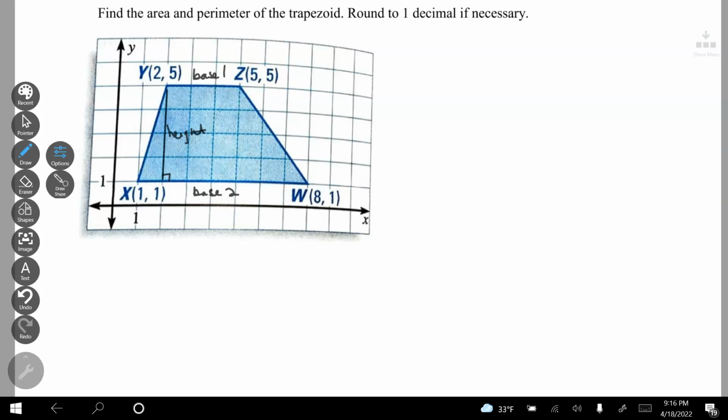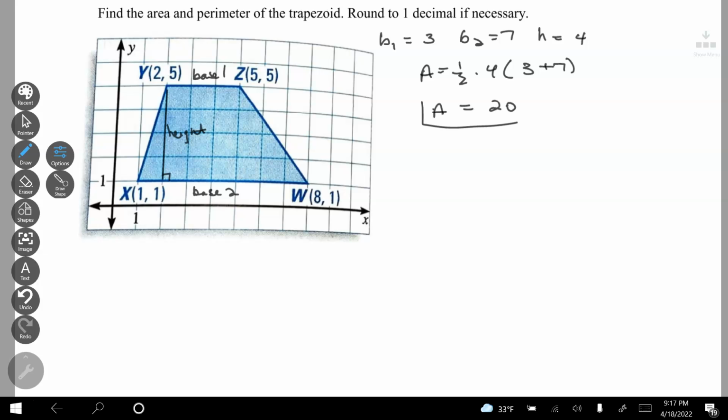So to do area, I need the bases and the height. My base 1 is equal to 3. My base 2 is equal to 7 if I count the squares on the bottom. My height, h, is equal to 4. So my area is 1/2 times the height of 4 times the sum of the two bases. And my area is half of 4 is 2 times 10 is 20 square units.